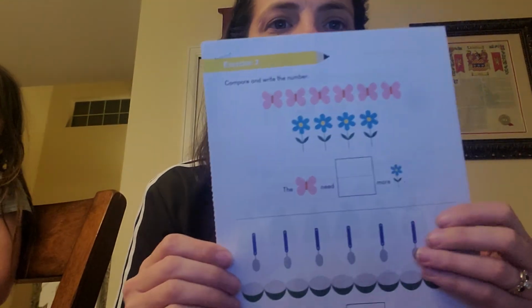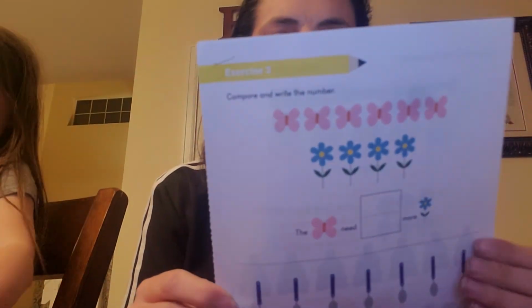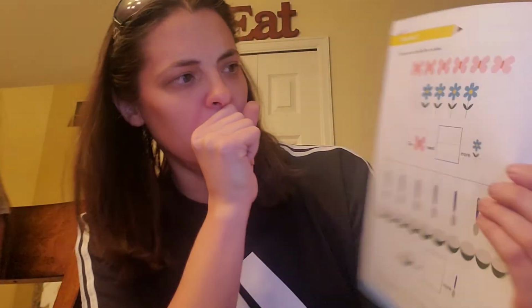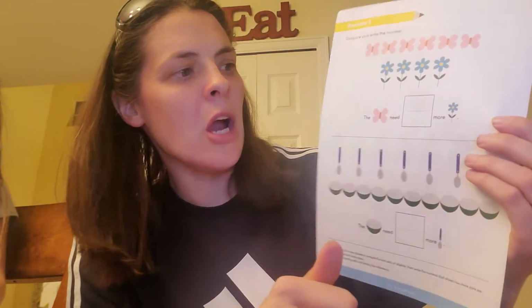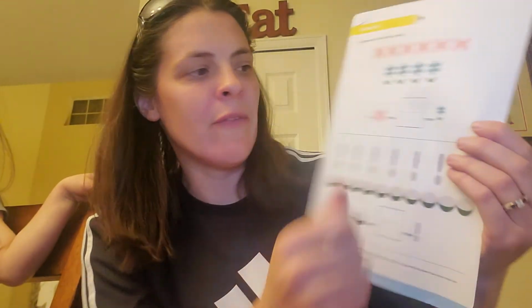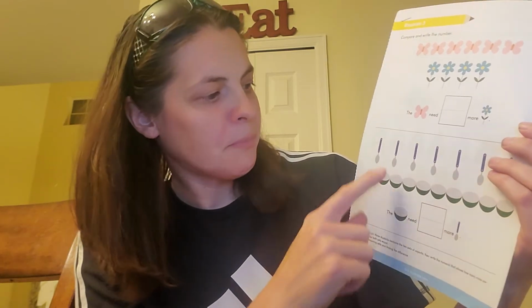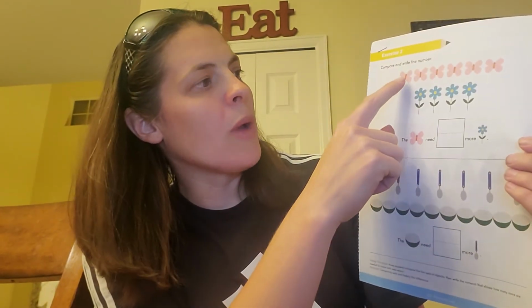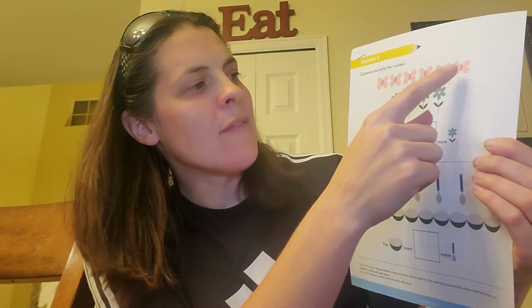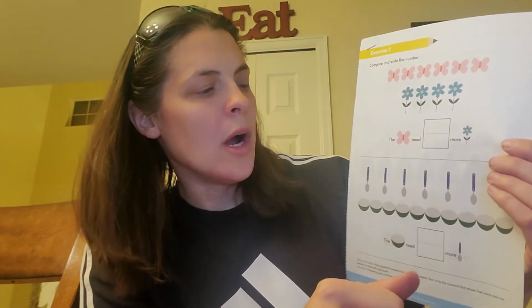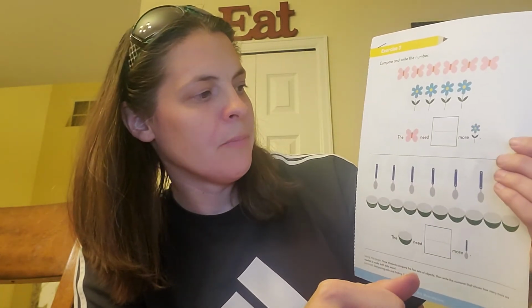I want you guys to go ahead, work on your exercise 3 tonight. Okay, it looks like this. You're going to do compare and write your numbers. So how many butterflies and how many flowers? Okay, up here we have 1, 2, 3, 4, 5, 6 butterflies. 1, 2, 3, 4 flowers.